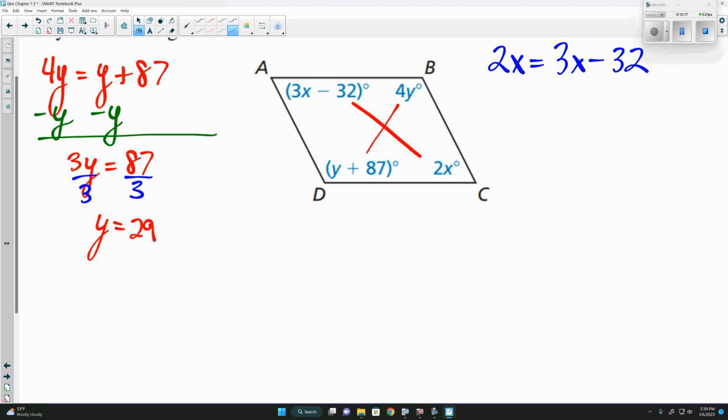Well, 87 is divisible by 3, yes? What's the nicest number that's divisible by 3 after 87? 90? Because 90 divided by 3 is 30, one less than it.